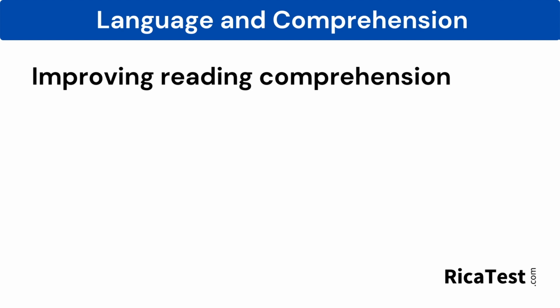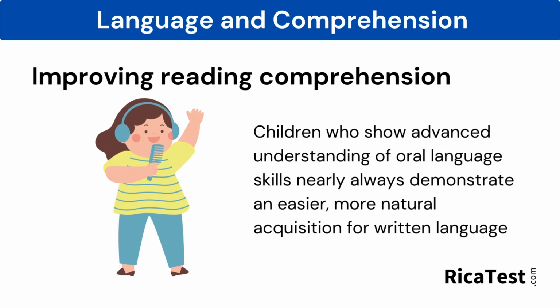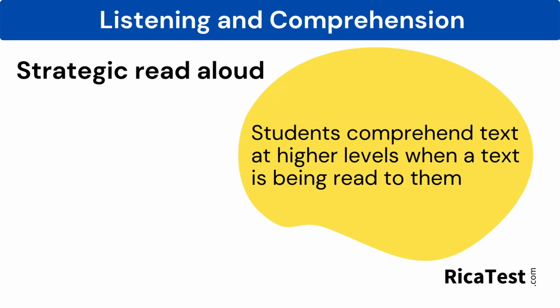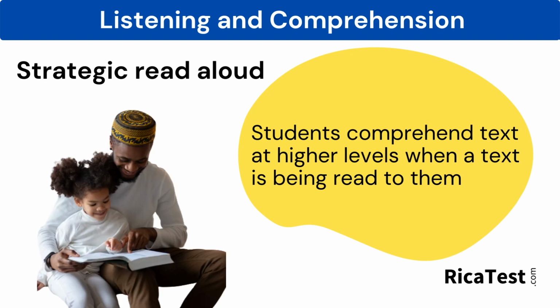Now let's discuss the aspects of language that help students improve their reading comprehension. Children who show advanced understanding of oral language skills nearly always demonstrate an easier, more natural acquisition of written language. The strategic read aloud is an instructional strategy that positively affects comprehension through listening. For some background information, students comprehend text at higher levels when a text is being read to them.